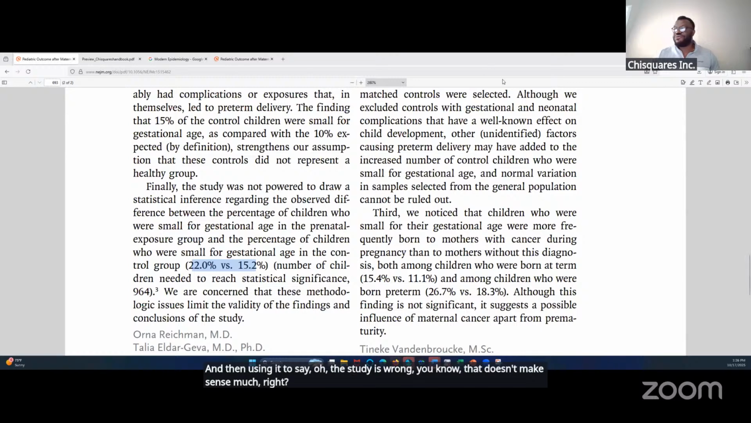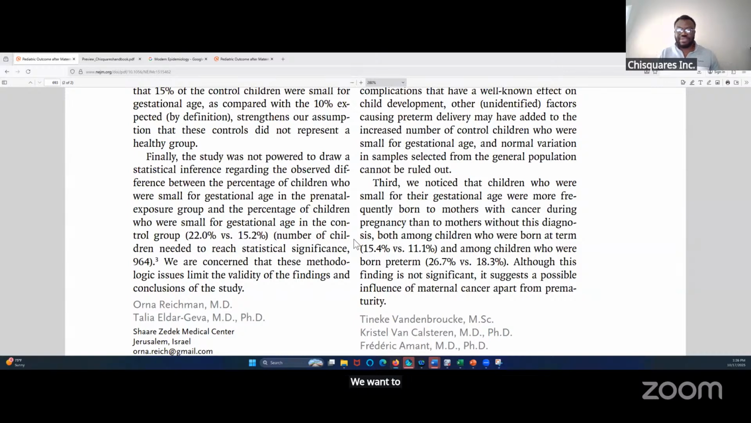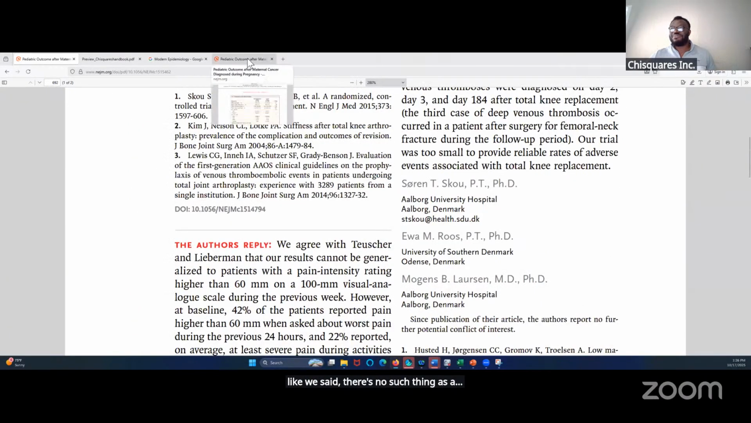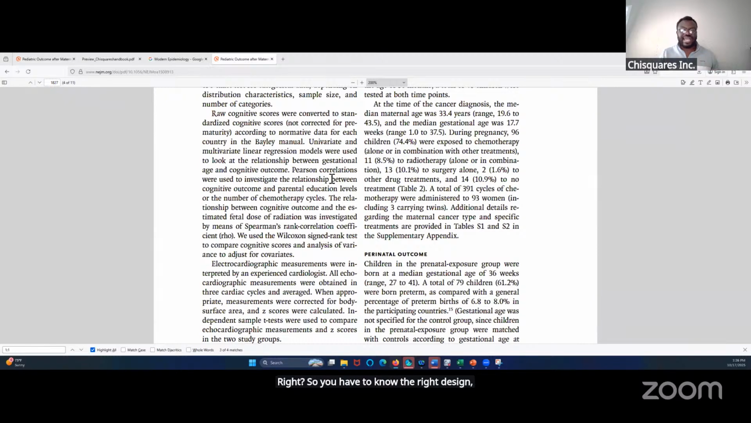All right. So the moral of the story is that we want to calculate sample size properly for our studies. We want to make sure that we optimize for and look out for bad things that could happen. The bad things could include having concordant pairs. That's a nightmare when we're calculating sample size. So think carefully about that. Make sure that you are describing the right design, right? Like we said, there's no such thing as a prospective case control study. That does not exist. That's completely made up, right? So you have to know the right design and optimize for it accordingly. All right, we're going to stop there and see if there are any questions from anybody.